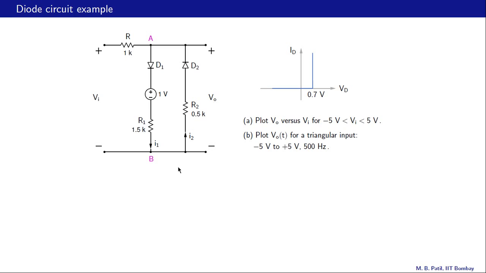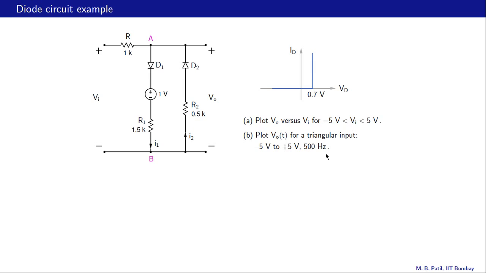Here is our next example, and it is a little more complicated than the previous example because we have two diodes now, D1 and D2, and we want to plot VO, this voltage here, as a function of VI, this voltage, with VI in the range minus 5 volts to plus 5 volts. And once we do that, we want to plot VO as a function of time for a triangular input going from minus 5 volts to plus 5 volts with a frequency of 500 Hertz.